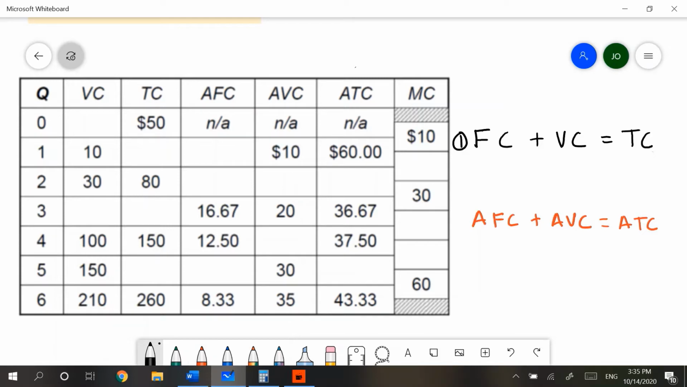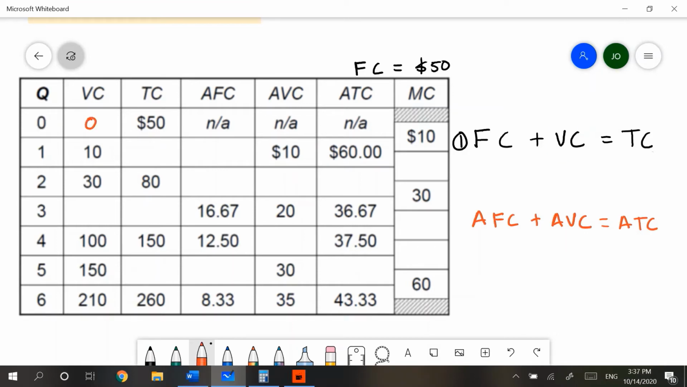I know that my variable cost when the production is 0 should be 0. If there's no production, there is no variable cost. So what I have here is a total cost of 50 equals 0 plus blank. So there you have it. My fixed cost will be $50.